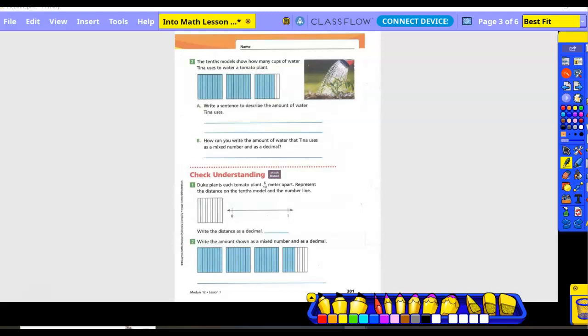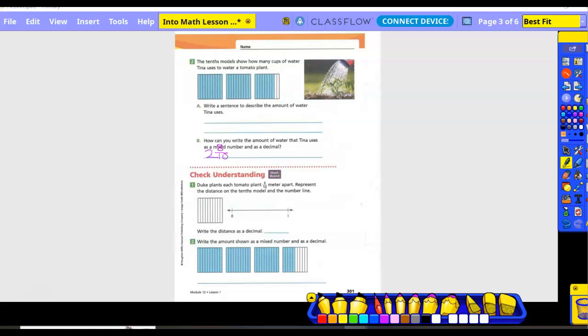Okay, so letter B. How can you write the amount of water that Tina uses as a mixed number and as a decimal? So how many full boxes did you tell me were colored in? 2. So I'm going to do that as my whole number, and then now I have to do a fraction. So a mixed number is a whole number and a fraction together, correct? Yes. All right, so then how many pieces did you tell me that those are broken into? 10. So that's going to be my denominator. And then how many did you tell me of that third one were colored in? 8. That's going to be my numerator.